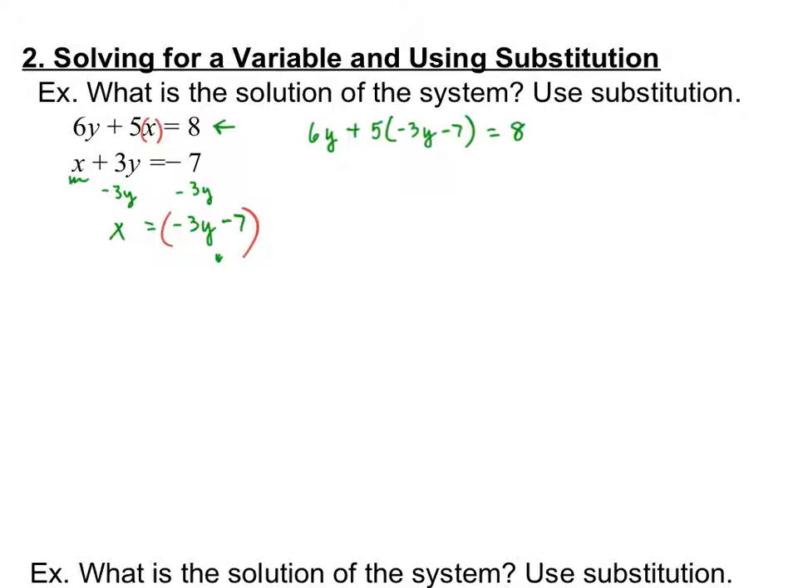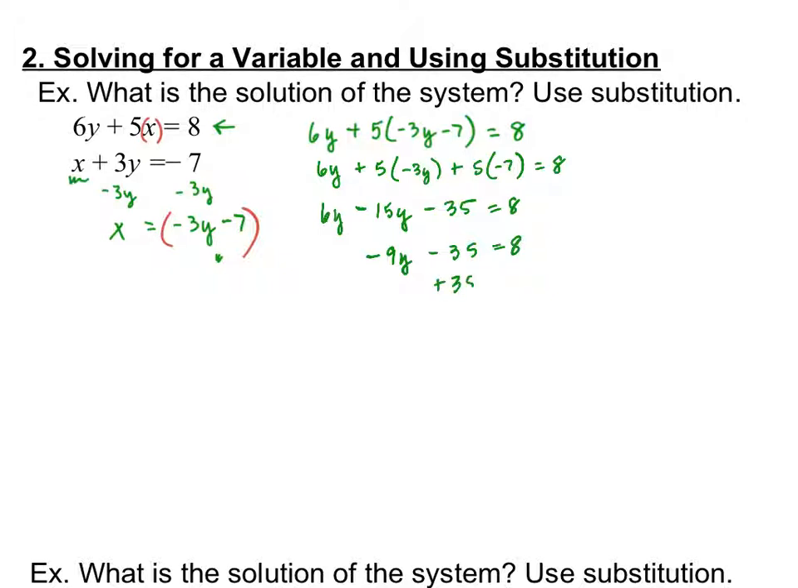So I'm going to go ahead and do my distribution here. I'm going to have 6y plus 5 times negative 3y plus 5 times negative 7 equals 8. Showing you the distribution so we don't get lost in that multiplication. 6y minus 15y minus 35 equals 8. Combine like terms. I have negative 9y minus 35 equals 8.